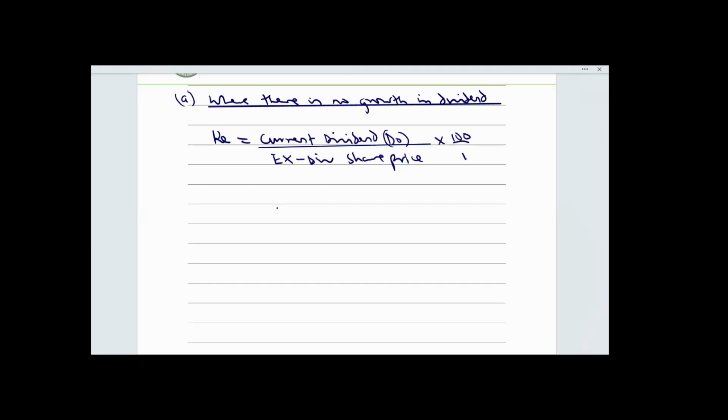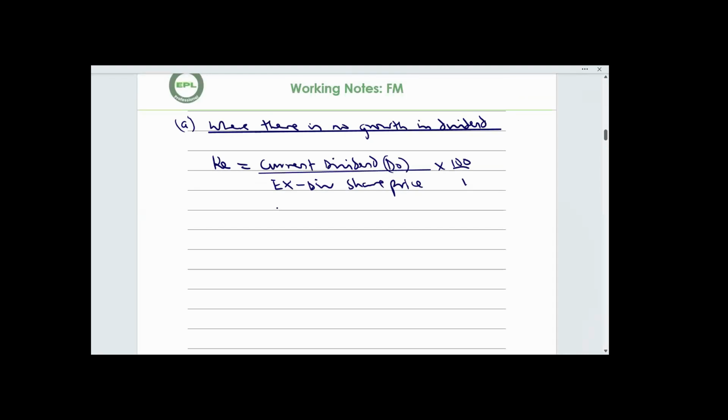So I like to use ex-div share price as my denominator instead of just saying share price, or I will just put P, which is price. All right. So this is the formula you are going to use to calculate cost of equity where there is no growth in dividend payment.